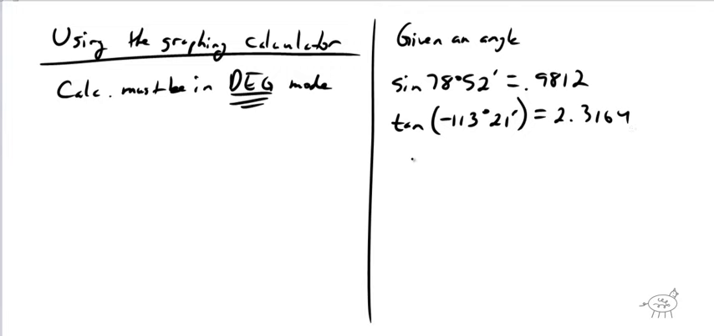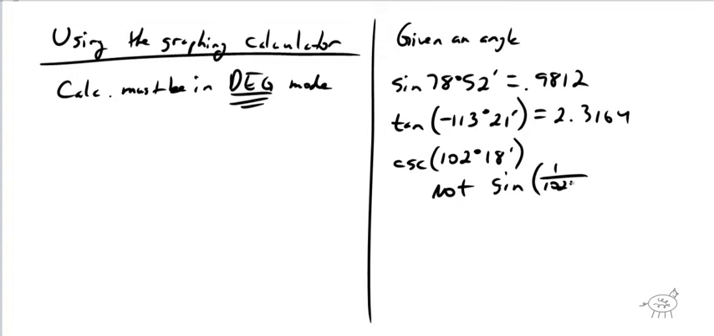Then we have cosecant of 102 degrees 18 minutes. First of all, I'm going to stress so much, math fans, this is a terrible thing to do: people like to type sine of 1 over 102 degrees 18 minutes. Cosecant goes with sine, but it is not sine of 1 over 102 degrees 18 minutes.